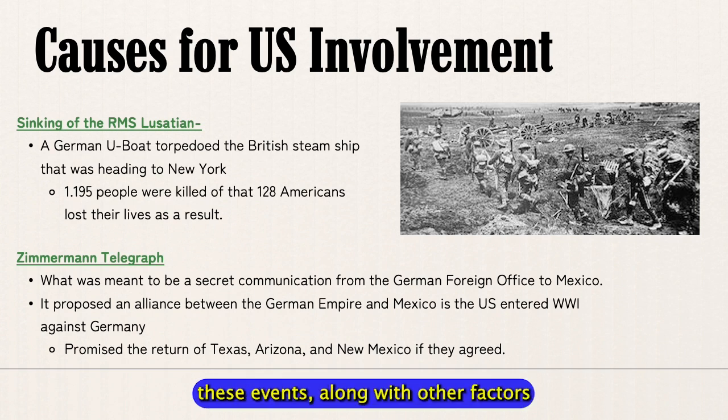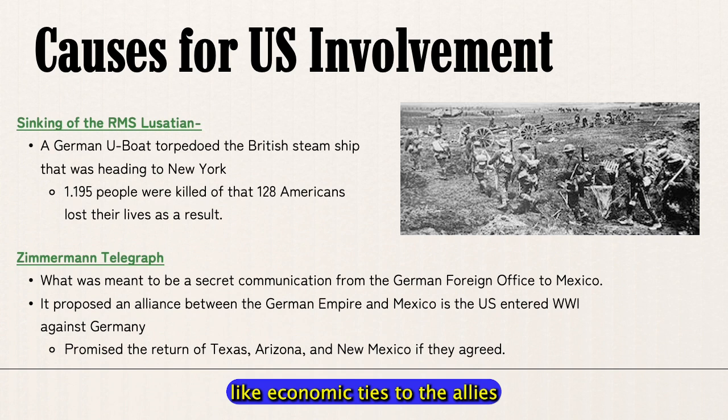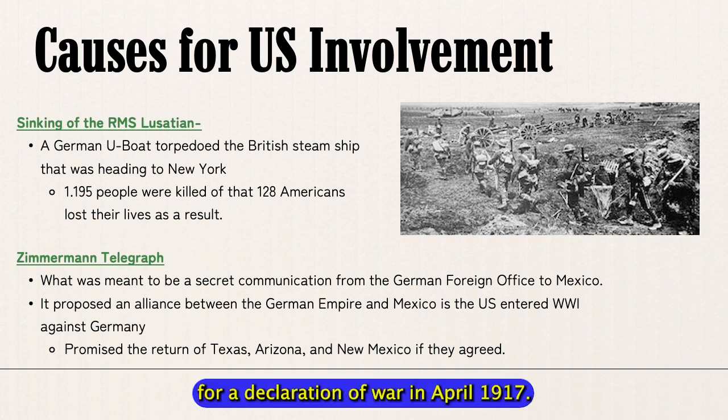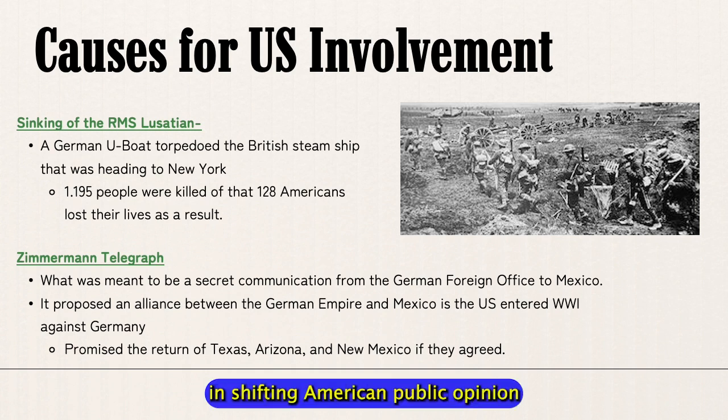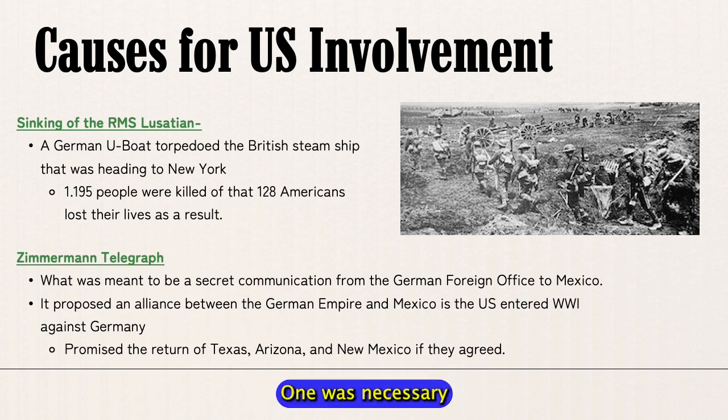These events, along with other factors like economic ties to the Allies and the resumption of unrestricted submarine warfare, led President Wilson to ask Congress for a declaration of war in April 1917. Both events played critical roles in shifting American public opinion and convincing leaders that U.S. involvement in World War I was necessary to protect national interests and promote global stability.